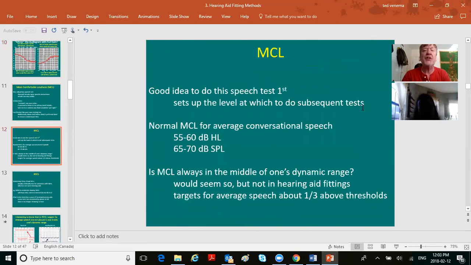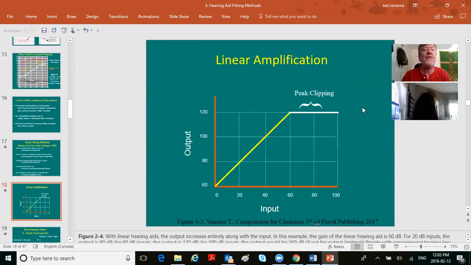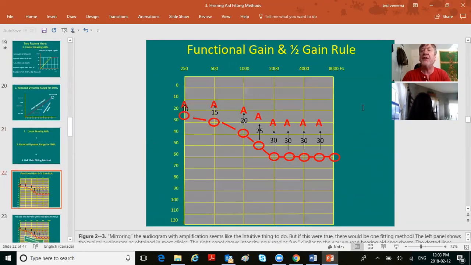The trouble is you can't do that, because if you do that, you will be giving too much gain for speech, because speech isn't 5 or 10. Speech is 50 to 60 decibels hearing level, 60 to 70 SPL. So I cannot add the gain that matches the whole hearing loss, or I'll blast him to kingdom come. So what Sam Liebarger found was he could only give half gain.